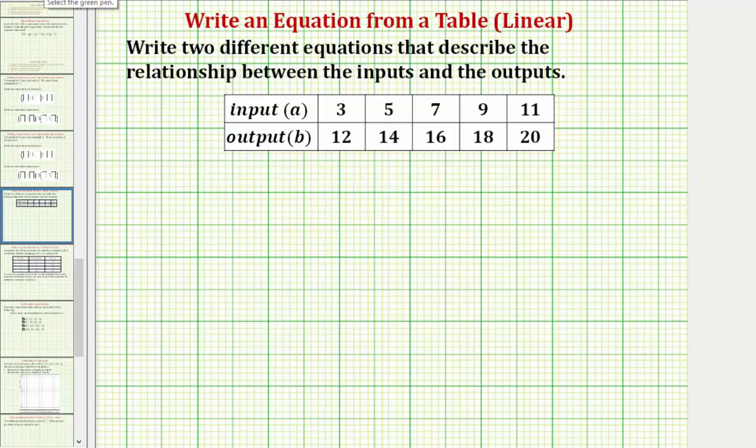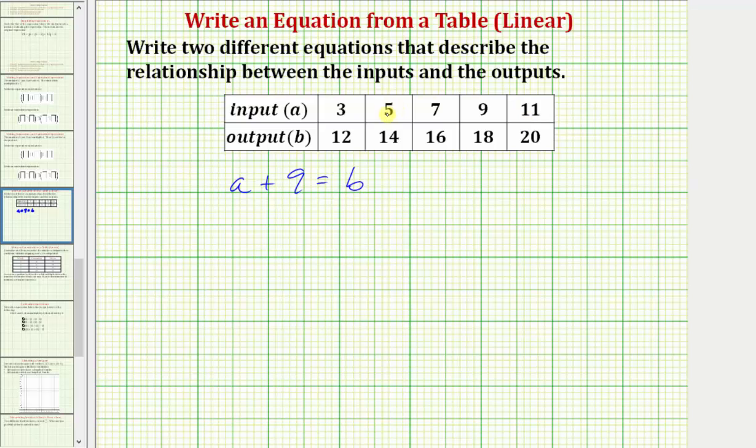So looking at it some more, maybe we now recognize that 3 plus 9 is equal to 12. So maybe we think the equation is going to be the value of A plus 9 equals B. Again, we want to test this with the other values of A and B.